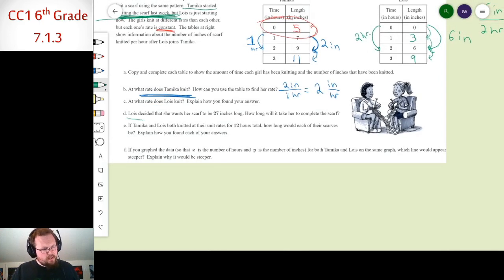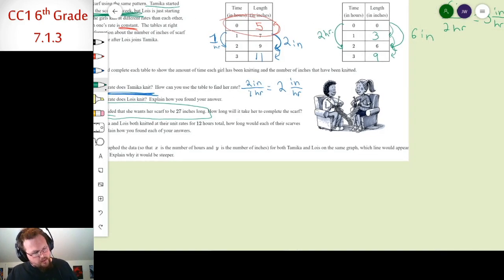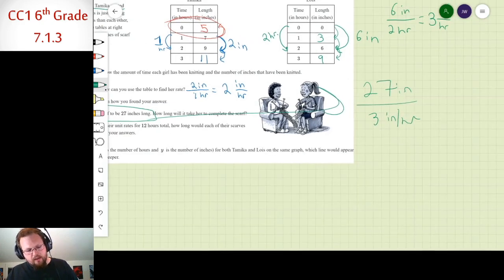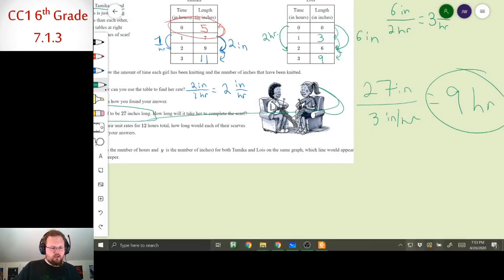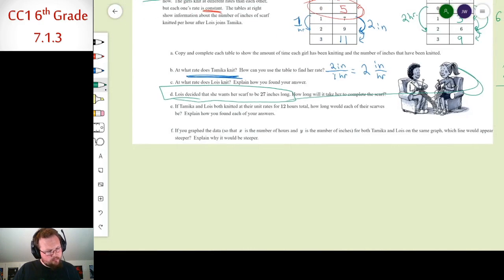Now it says Lois decided she wants her scarf to be 27 inches long. How long will it take her to complete the scarf? That's pretty straightforward. If she's knitting 3 inches every hour and she wants it to be 27 inches long, all you have to do for this one is 27 inches divided by the 3 inches per hour, and you're going to find that you get an answer of 9, which is 9 hours. We'll get into why the units change like that in another class.